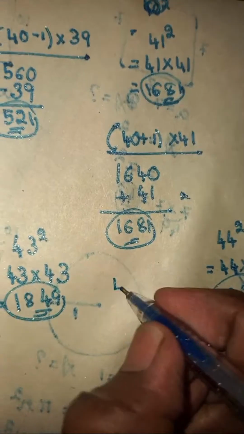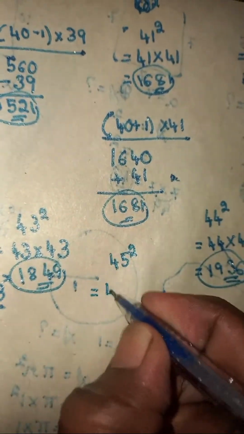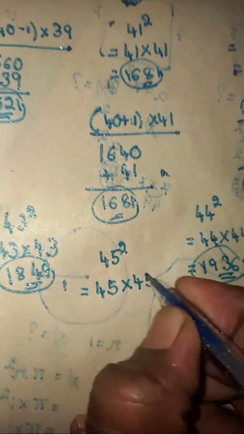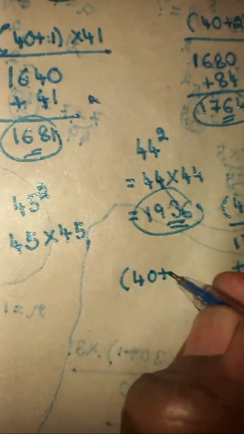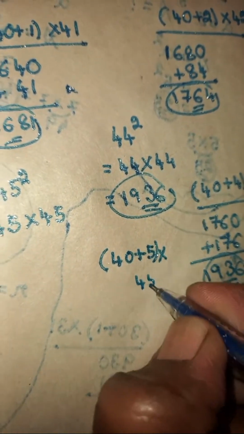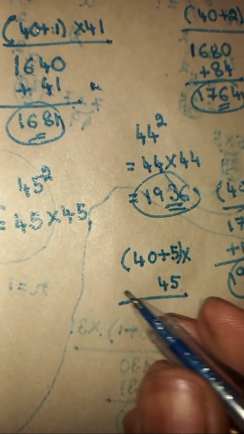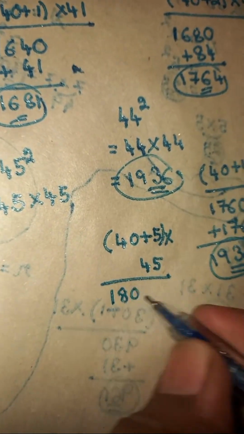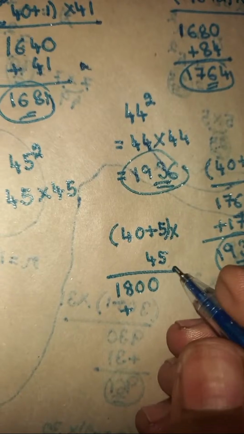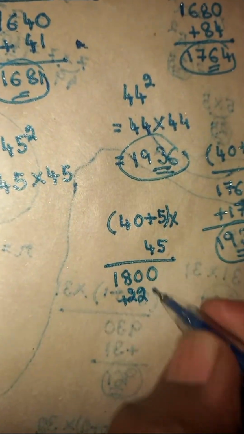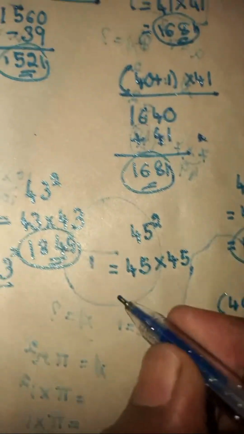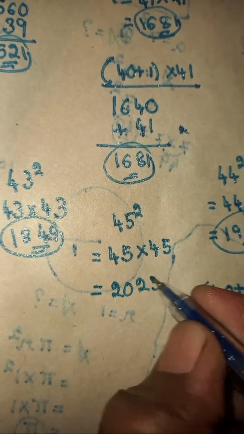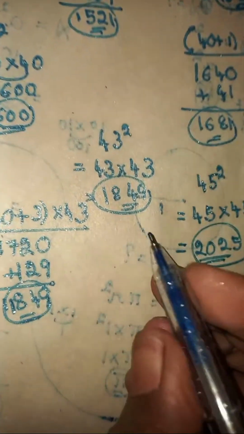Now let's take 45 square. 45 square can be taken as 45 times 45. Here you can split and write 45 as 40 plus 5 times 45. You're going to get 45 times 40, which is 1800, plus 45 times 5, which is 225. When you add it, you're going to get 2025. So 45 square is 2025.